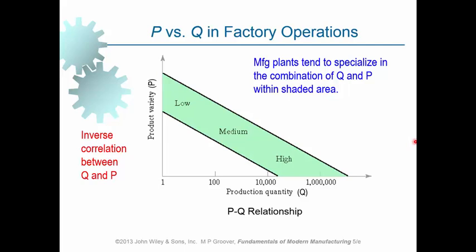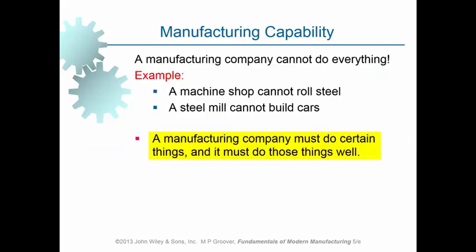This slide here. Well, let's move on to the next slide and let's talk about manufacturing capability. Manufacturing capability refers to the technical and physical limitations of a manufacturing firm and each of its plants. Well, a manufacturing company cannot do everything, that's for sure. Examples are given in this slide.